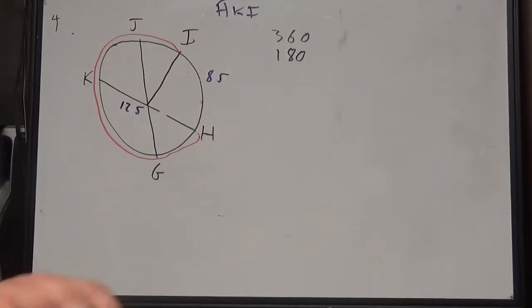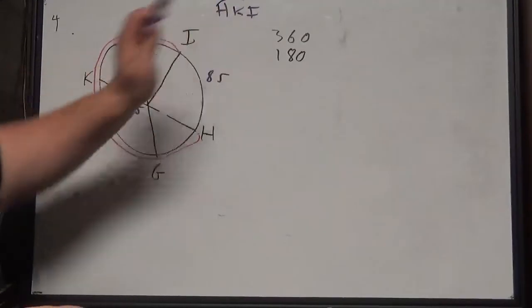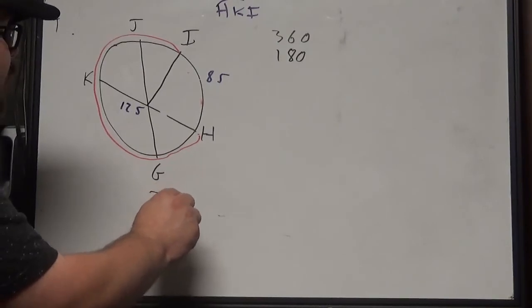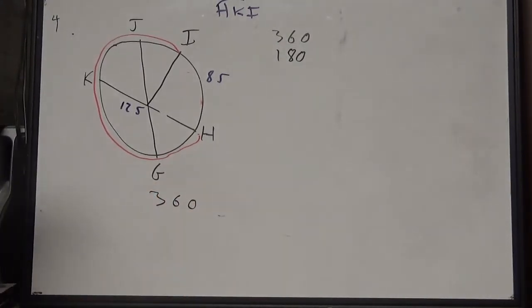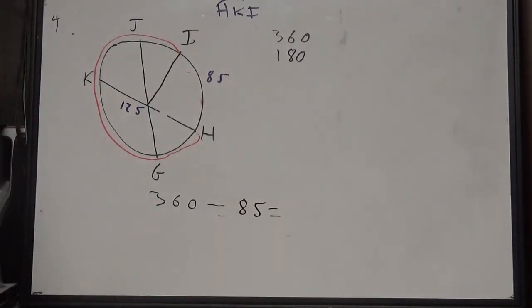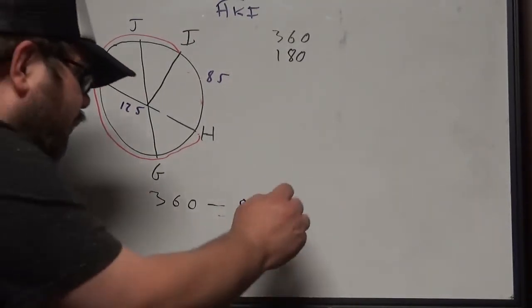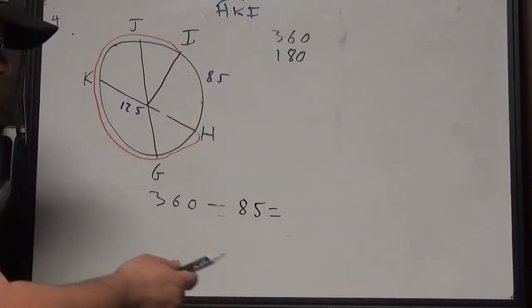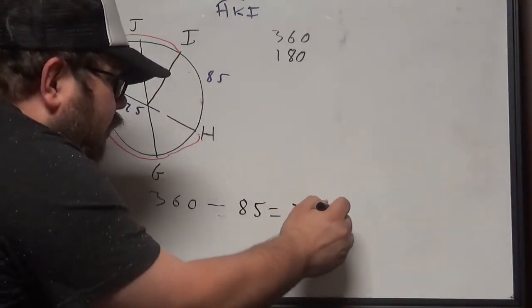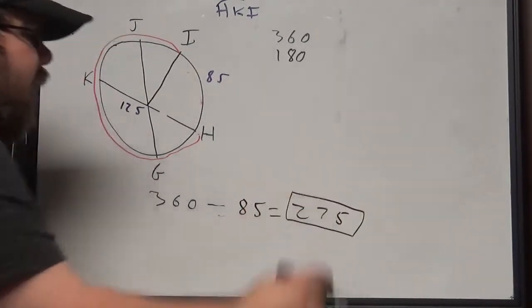How many degrees are in a circle? 360. So the whole thing is 360. The part we are not measuring is 85. So if we just take out that 85, 360 minus 85, that will give us the answer. Well, 360 minus 85 is 275. You're done.